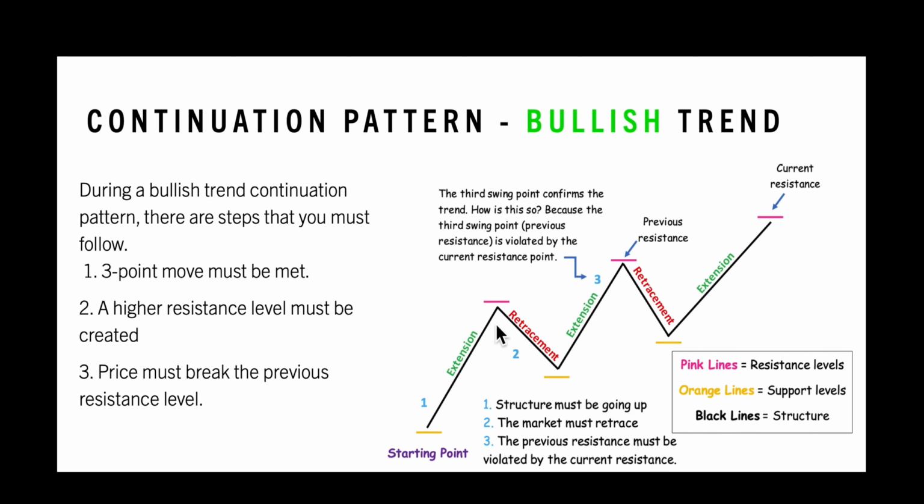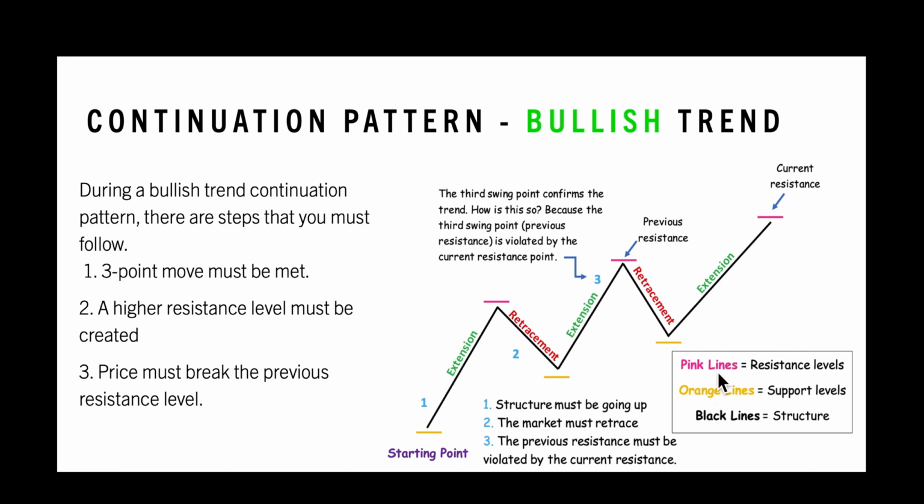So look at this diagram over here on your right. Everything is color coordinated so that you can understand it. So step 1, structure must be going up. 2, the market must retrace. The market retraced. 3, the previous resistance must be violated by the current resistance point. All right, that has happened here.